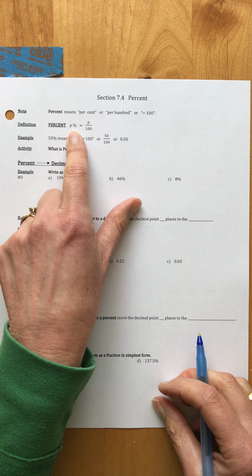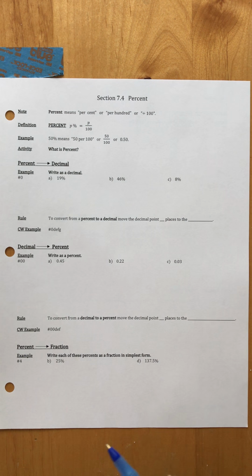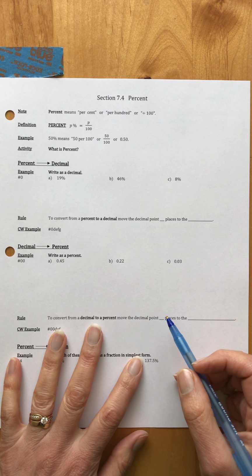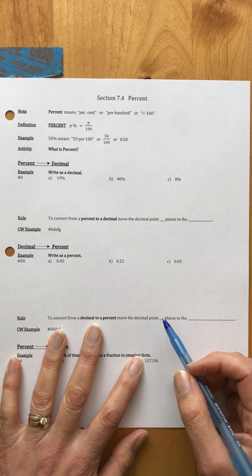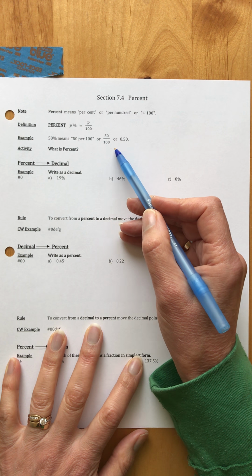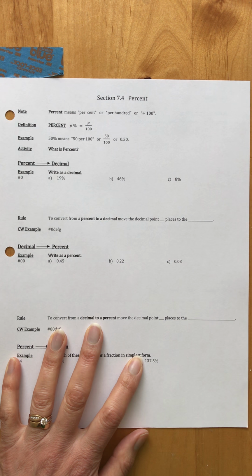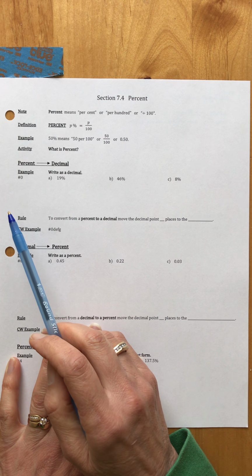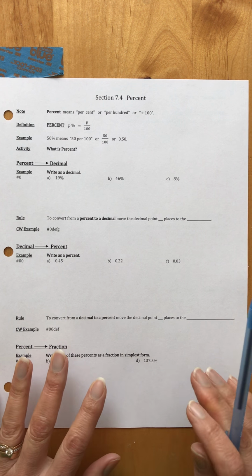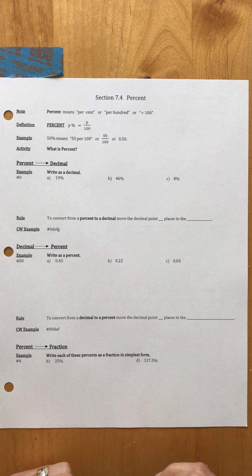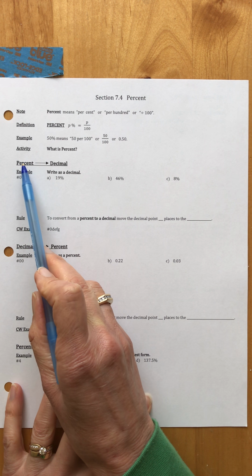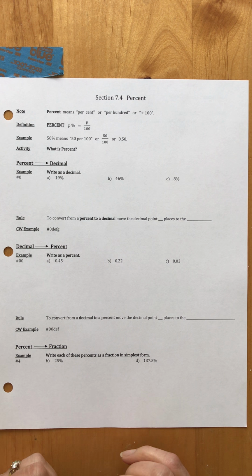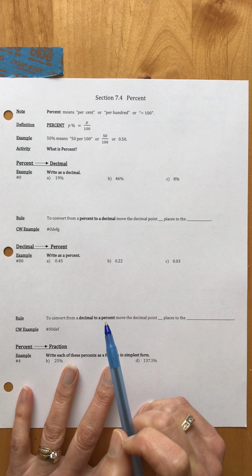So P% means P over 100. So you're thinking you have P things out of the whole is divided into 100 equal parts. So for example, 50% means 50 per 100 or 50 divided by 100, or the fraction 50 over 100 or 0.50. All right, so now what I'd like you to do is pause the video, do the activity what is percent, that'll solidify the meaning of percent, and then turn the video back on and we'll be looking at converting from percent to decimal.